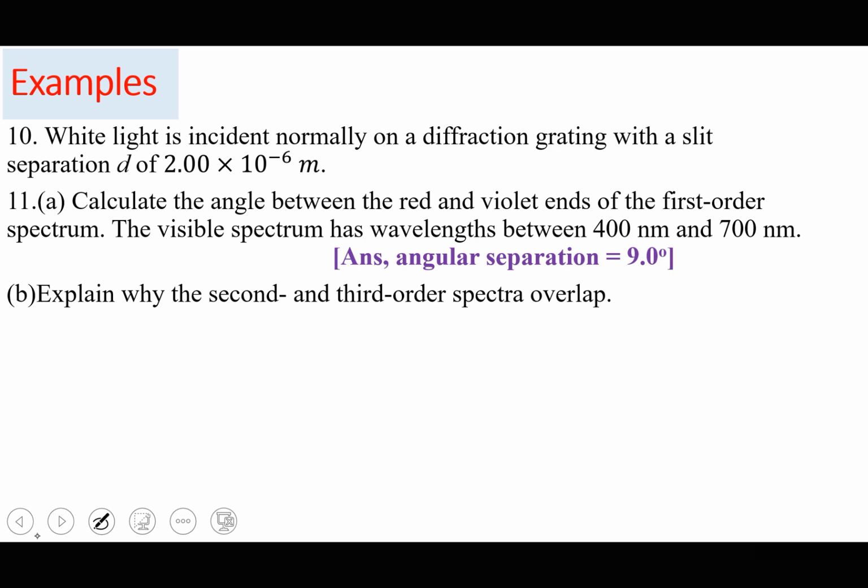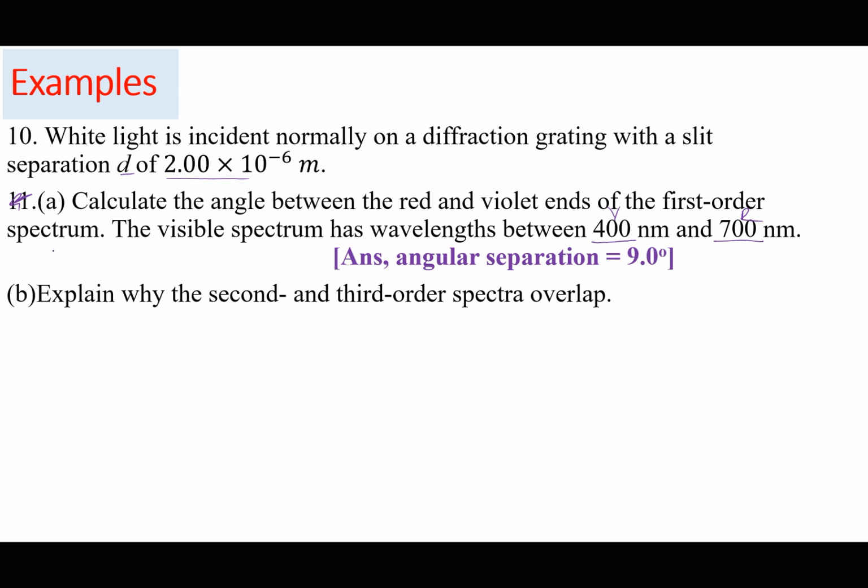White light is incident normal on a diffraction grating with a slit separation d of 2 times 10 to the power of minus 6. This is a continuation. Calculate the angle between the red and violet ends of the first order spectrum. The visible spectrum has wavelength 400, this is for violet, and 700, this is for red. So we want the angular separation.